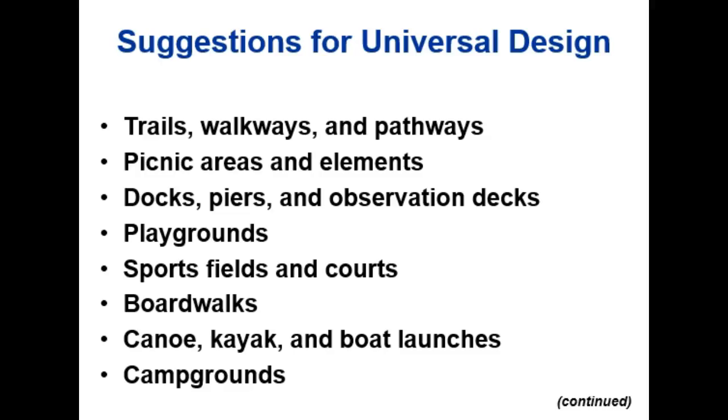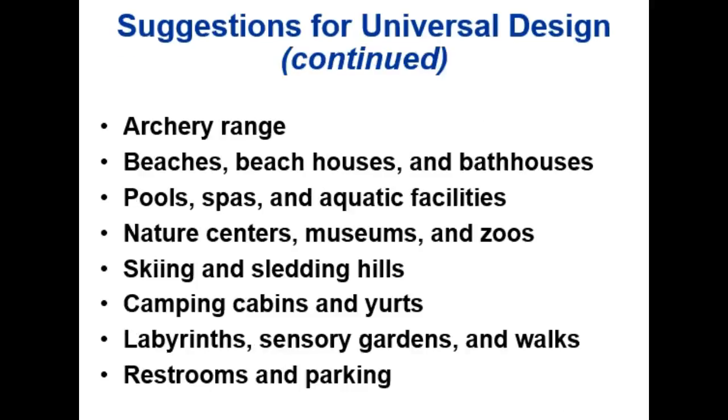Suggestions for universal design: trails, walkways, and pathways, picnic areas and elements, docks, piers, and observation decks, playgrounds, sports fields and courts, boardwalks, canoe, kayak, and boat launches, and campgrounds. Archery range, beaches, beach houses, and bathhouses, pools, spas, aquatic facilities, nature centers, and museums and zoos, skiing and sledding hills, camping, cabins, and yurts, labyrinths, sensory gardens and walks, restrooms, and parking.